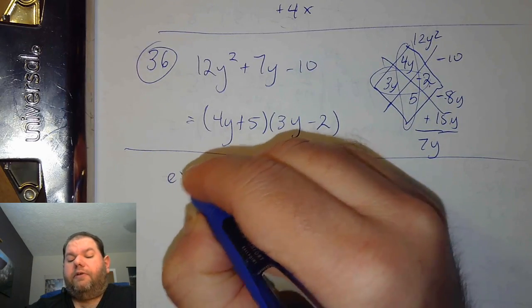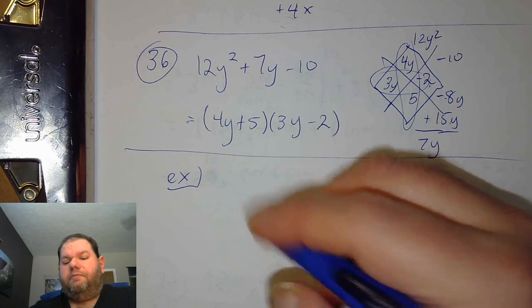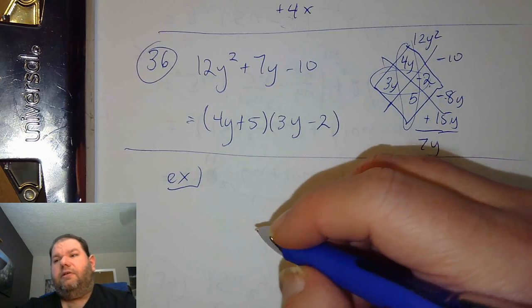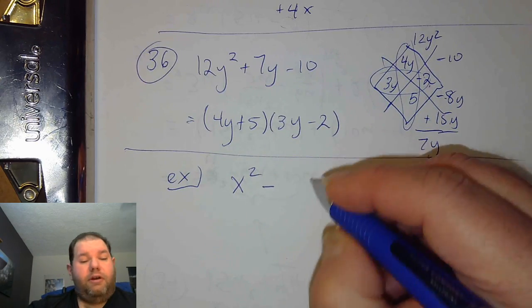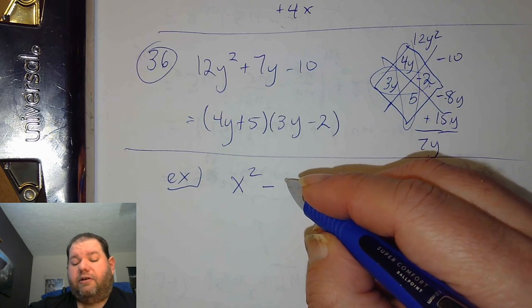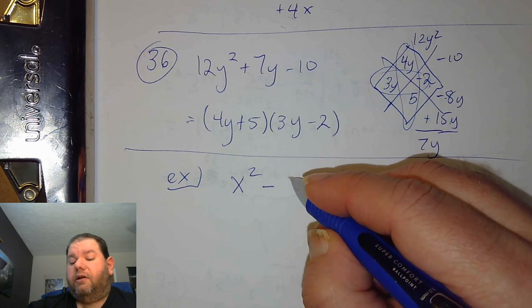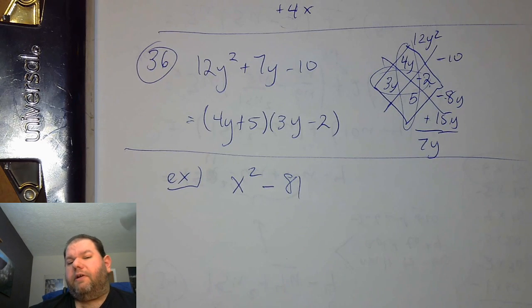Let's look at another example. I mean, we didn't really look at anything like this, but I wanted to introduce this concept today, not on Monday. Let's say we have x squared minus 81.